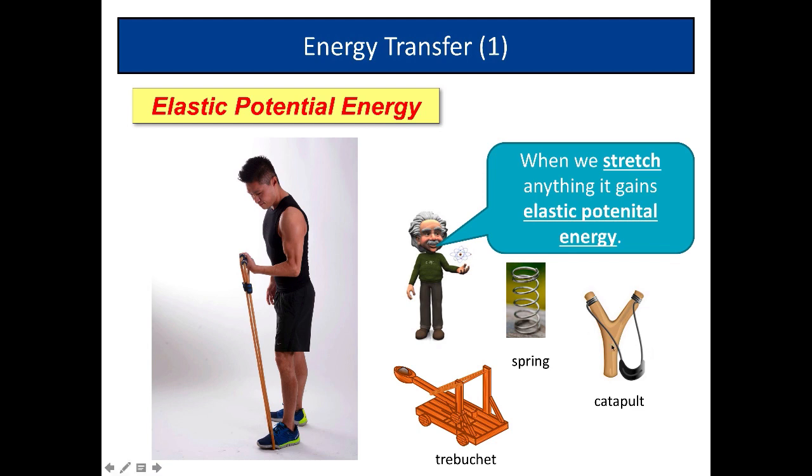If you are keen on catapults, there's a catapult here; as you pull it back, it gains elastic potential energy. And this thing here is called a trebuchet. The trebuchet was a weapon of war used in the Middle Ages, and it depended on a spring. As you release the spring, this heavy rock here will be flung at the enemy. So all these objects contain elastic potential energy.